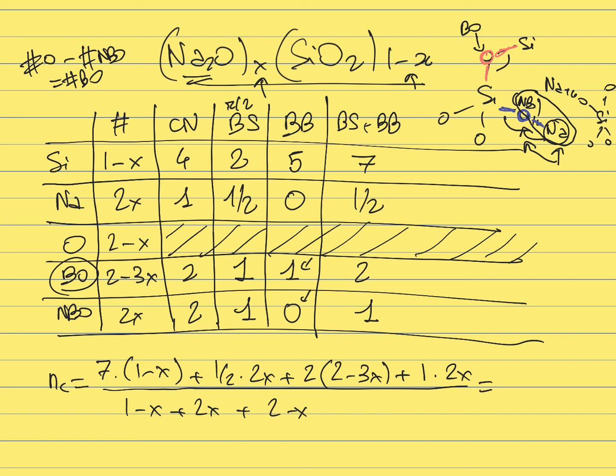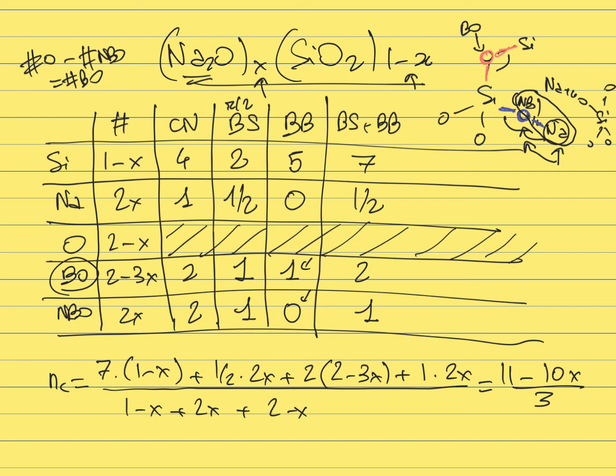x... no wait, which is 1 minus x. So if we summarize here and count the number of constraints, the terms that do not depend on x, you have 7 plus 4, so that gives you 11, and the terms that depend on x, you have minus 7 plus 1 minus 6 plus 2, so that gives you minus 10x. This is the number of constraints per formula unit. You need to divide by the number of atoms, which is 1 minus x plus 2x plus 2 minus x. That gives you simply 3. So the number of constraints per atom in sodium silicate is given by 11 minus 10x divided by 3.